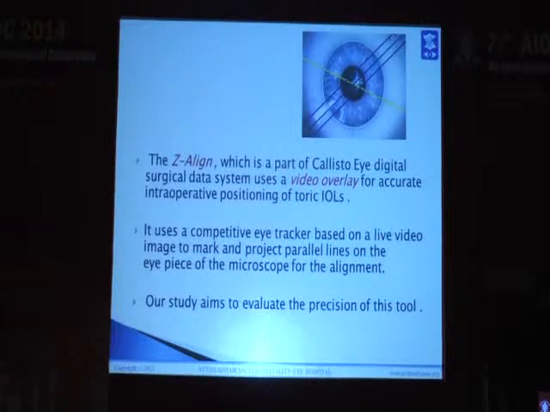The Z-Align, which is a part of the Callisto Eye digital surgical data system, uses a video overlay technique for accurate intraoperative positioning of toric IOLs. It uses an eye tracker based on a live video image to mark and project parallel lines on the eyepiece of the microscope for the alignment. Our study aims to evaluate the precision of this tool.